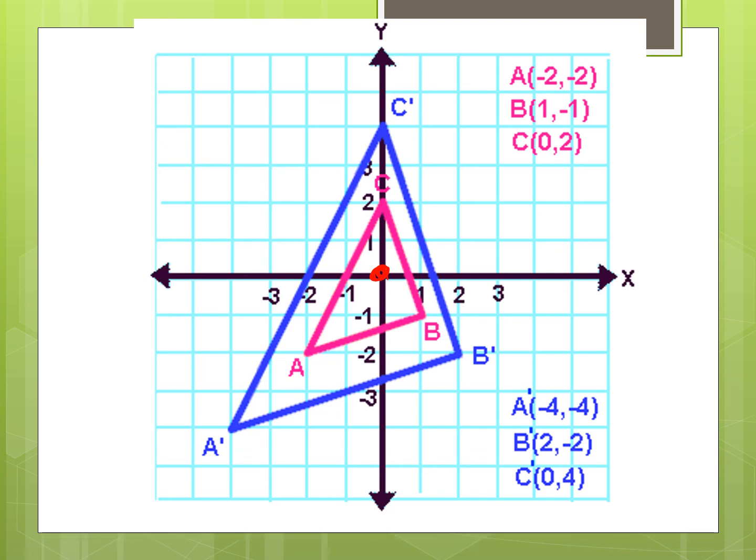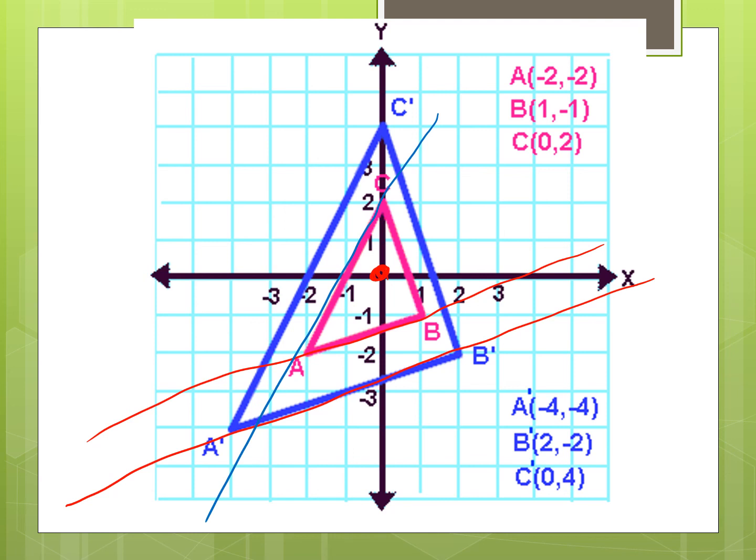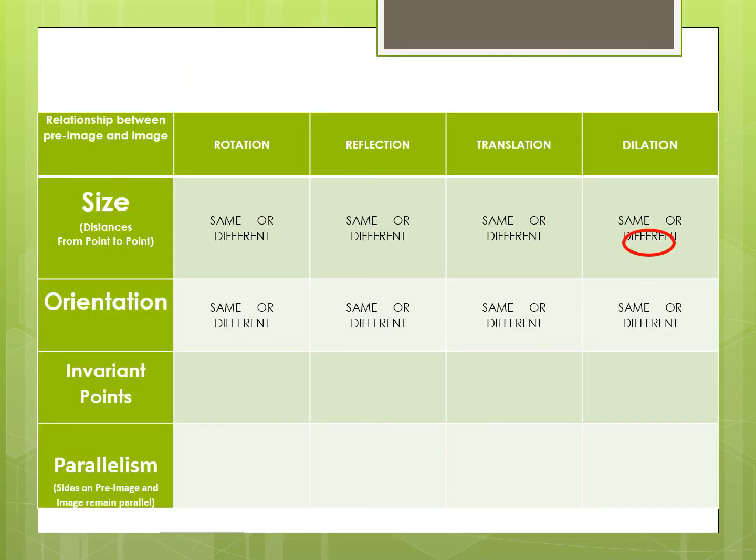And then for parallelism, well, let's try it. Here's AB. Here's A prime, B prime. They're parallel. Let's check it with AC and A prime, C prime. Also parallel. So yes, it does preserve parallelism. So this was the slide that I flipped them. I thought I did it for the other one. But either way, so there's your dilation.